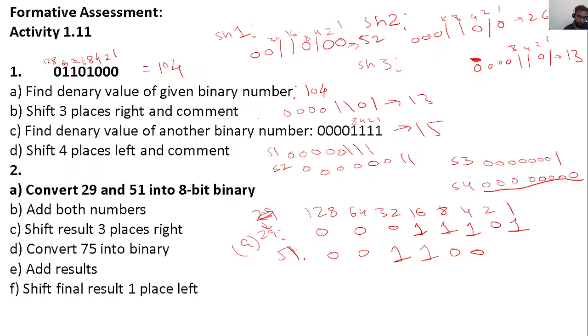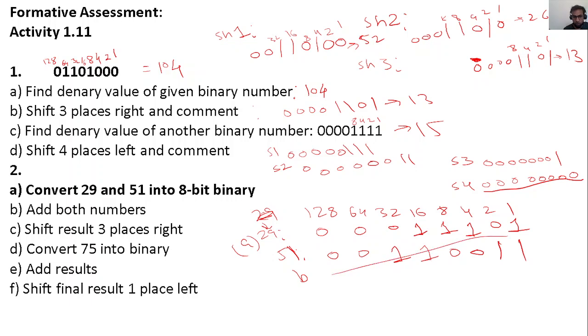And again, 48 plus 2 is 50, which is smaller than 51, and plus 1 gives 51. So this number gives us the value 51. Now the next question asks us to add them both. Let's do part B.